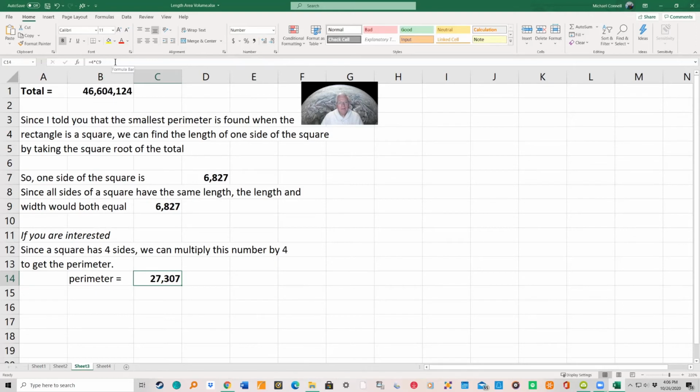So if we look up at the function bar, up at the formula at the top left here, you'll see where it says that is equal to the number 4 times C9. Well, what is C9? Here's C, and here is 9. This number right here. 4 times that number gives me the perimeter.